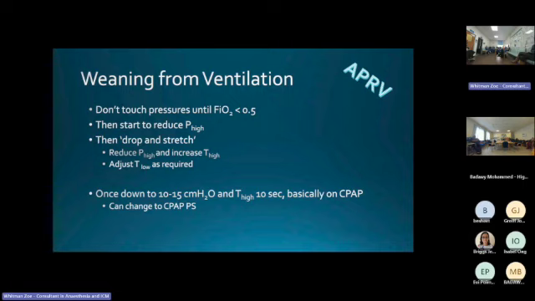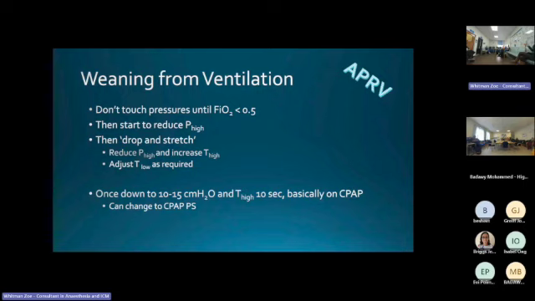If they're on APRV and you're weaning them, the first thing to do is try and get their FiO2 less than 0.5. Don't change anything else for a while. And then start to reduce the high pressure when you've got your oxygen down. We call it drop and stretch. So you drop the high pressure and increase the high time. So gradually you can keep going and you drop the pressure. You can keep going for as long until they're on nothing.